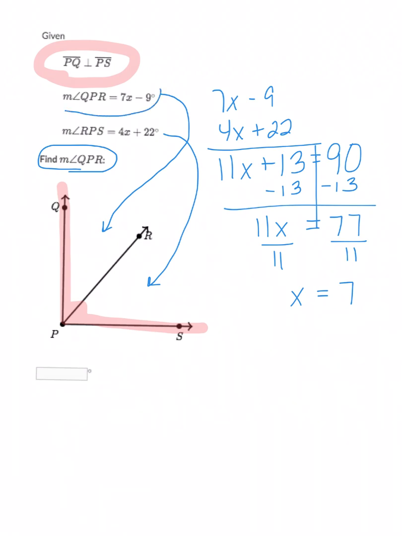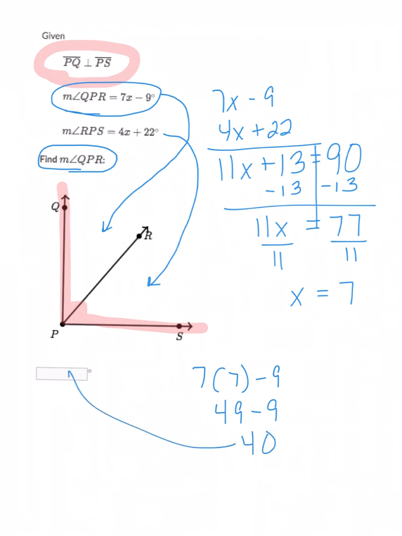And QPR was this one up here. So we're going to do 7 times 7 minus 9. We get 49 minus 9, which equals 40.